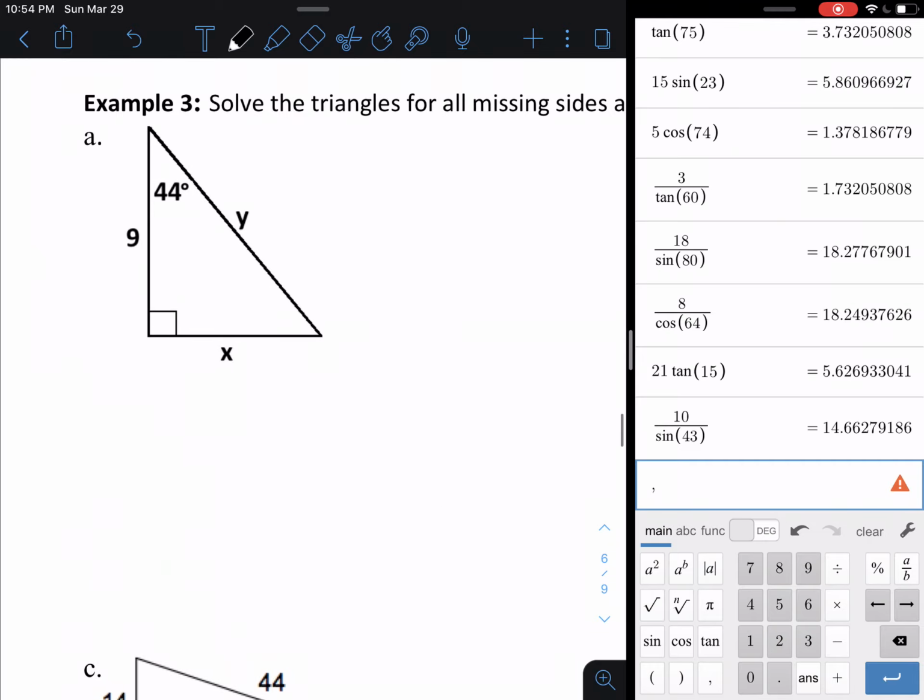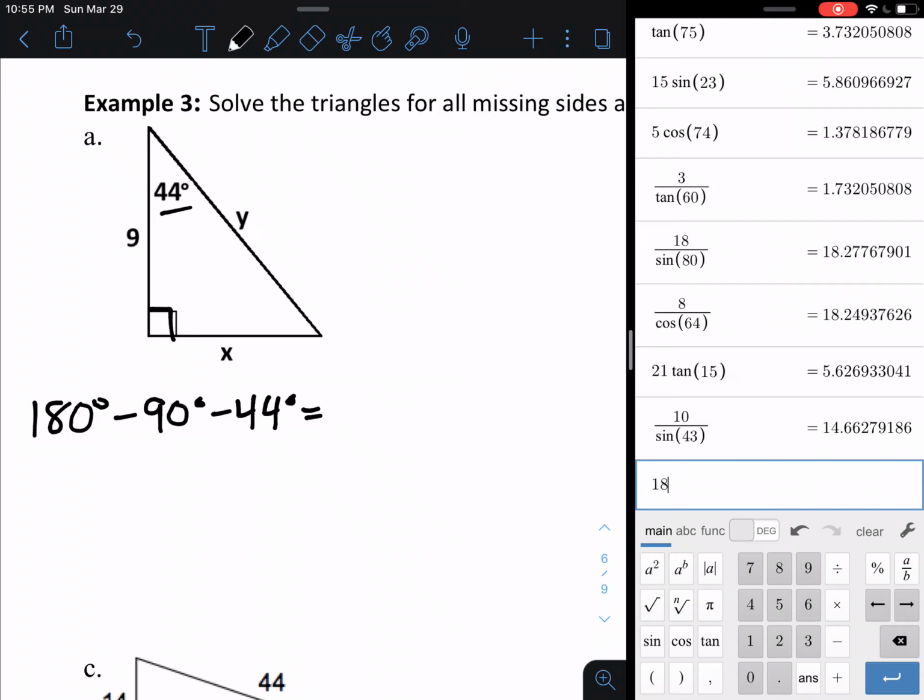So in example A, we've got a side of length 9. We also have an angle of 44 degrees. So before we look for the two side lengths, let's find our missing angle, because obviously we've got 90 degrees here, we've got 44 degrees here. All triangles have to add up to be 180 degrees. So if we take 180 minus 90 minus 44, that should give us our third angle.